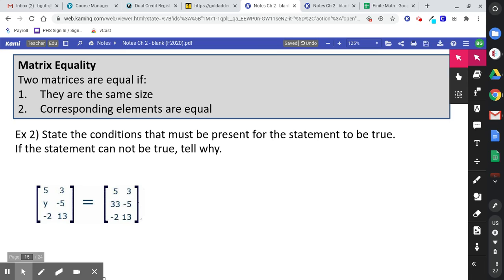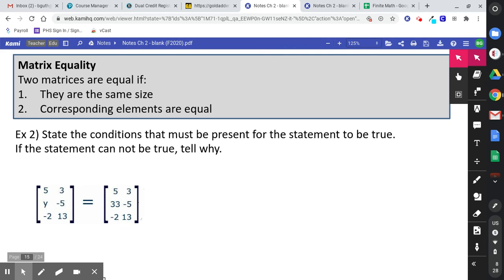Matrix equality. Two matrices are equal if they're the same size and corresponding elements are equal. So example 2 says state the conditions that must be present for the statement to be true. If the statement can't be true, tell why. So when you look at those two matrices right there, you have to ask yourself if they could possibly be equal, right? And so in order to be equal, they're going to have the same size. Well, do they have the same size? They're both 3 by 2, correct? They're both 3 by 2, so they could be equal.